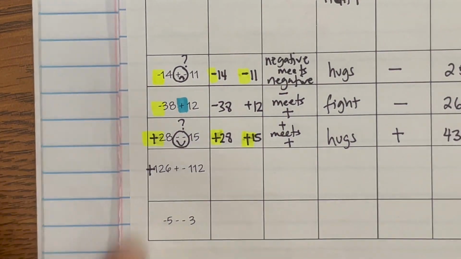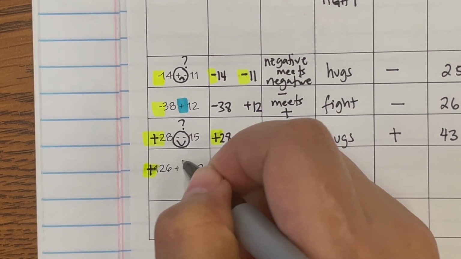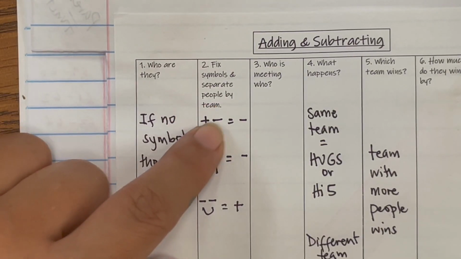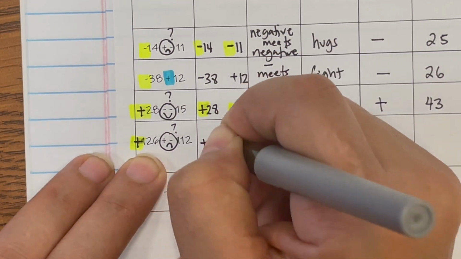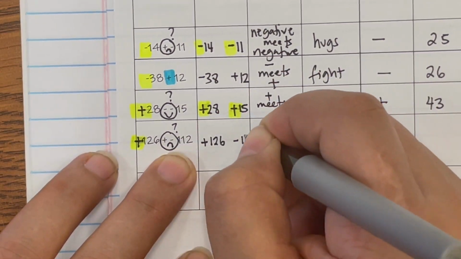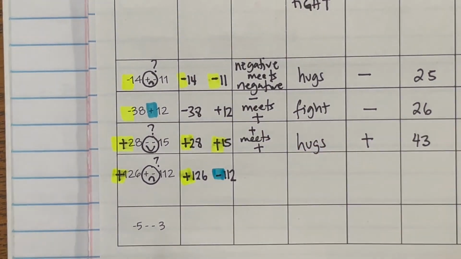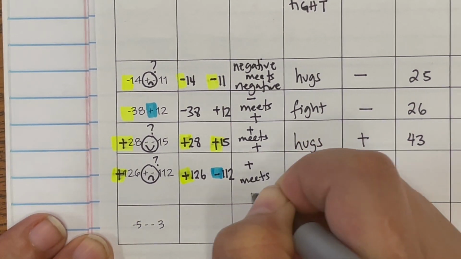So I have positives because there's no symbol. And then here we have unhappy mom because you got a black eye. So that's going to be negative. Go ahead and separate them. So it's going to be positive 126 minus 112. All right, who's meeting who? Positives are meeting negatives. What's going to happen when they meet? They're going to fight.